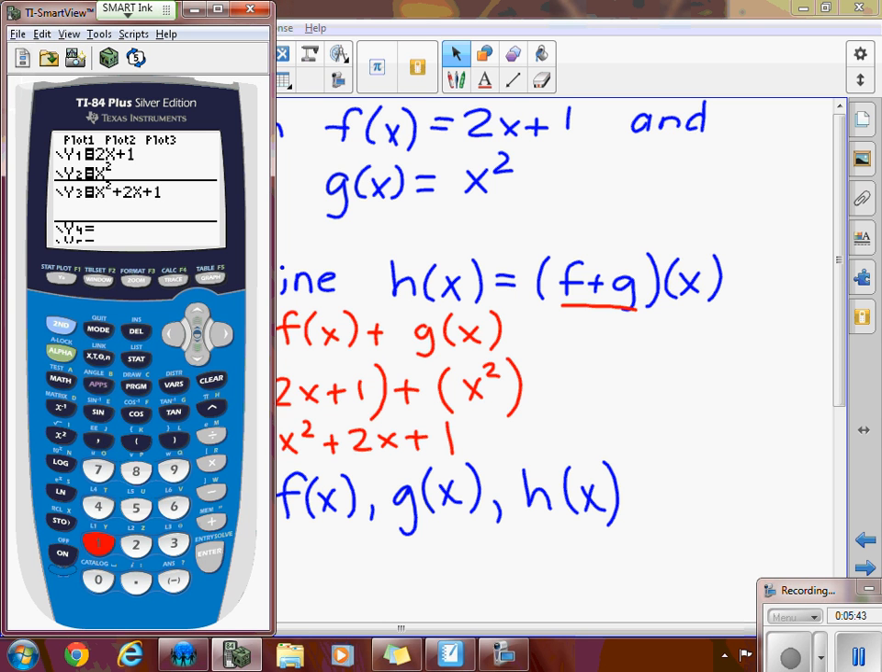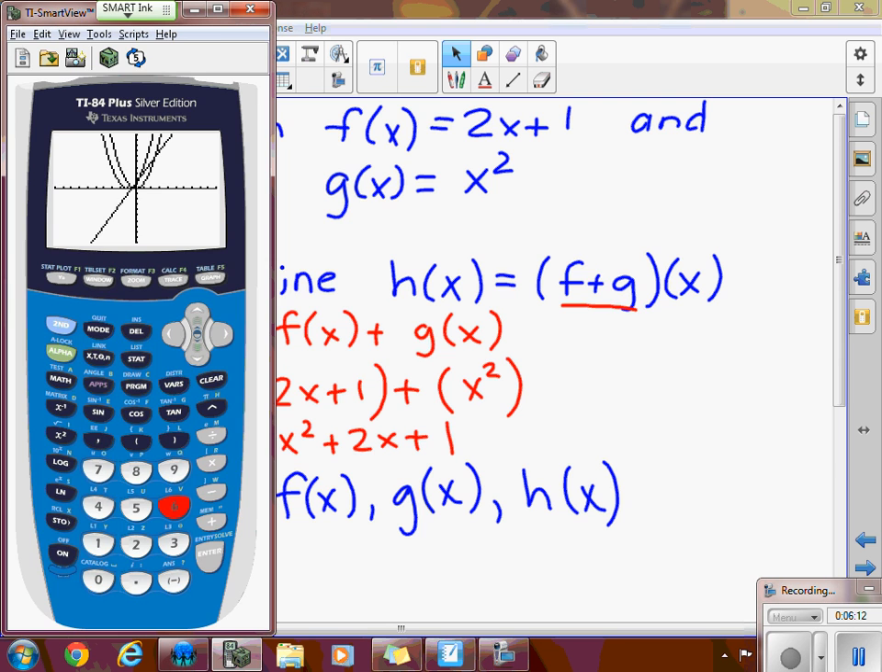And we're going to look at the three graphs. They're going to graph in the order that we put them in. So the first one, I need to change my window because I'm not seeing much of anything. So I'm going to go back to my standard window, Zoom 6. There's 2x plus 1. There's x squared. And there is x squared plus 2x plus 1. Are they different? Yes. Sure, and it says sketch them.